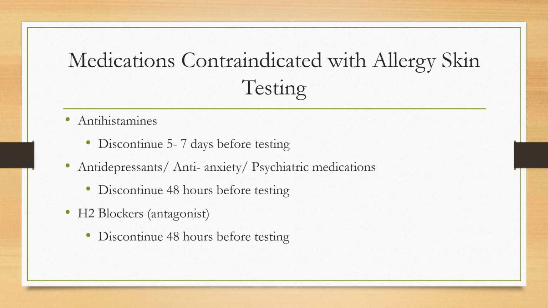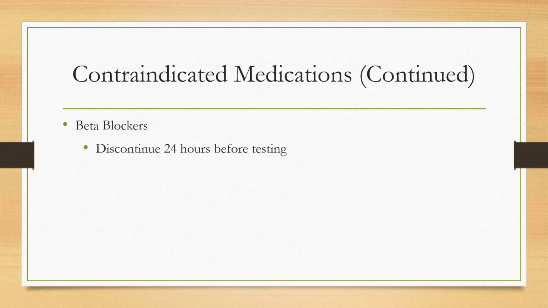Antidepressants, anti-anxiety medications, and psychiatric medications are discontinued 48 hours before testing. If they are on an H2 blocker, which is also considered an antagonist, they will discontinue that 48 hours before testing. Beta blockers are discontinued 24 hours before the test.